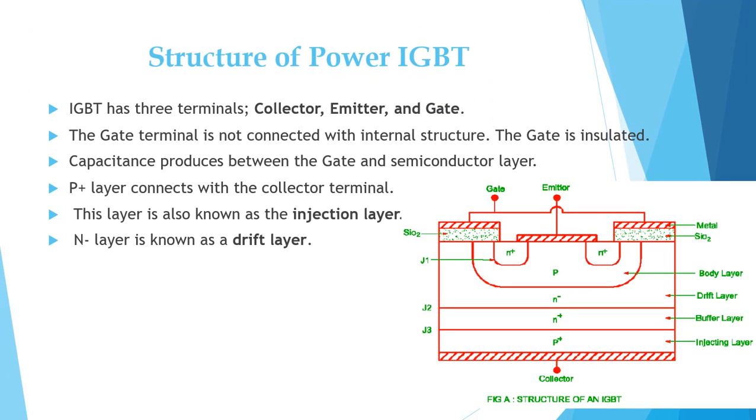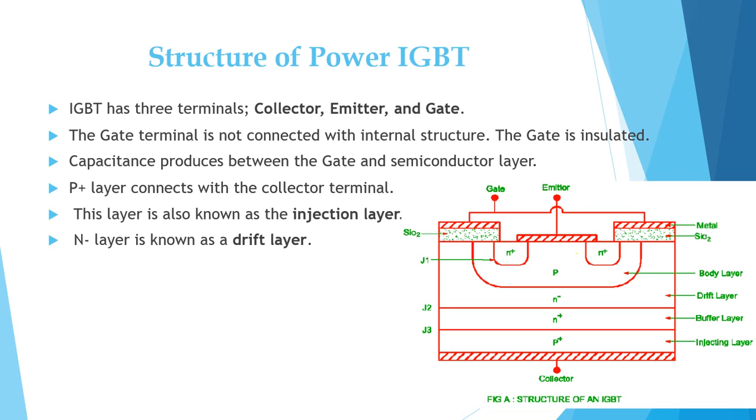The structure of power IGBT, as I said, has three terminals: collector, emitter, and gate. Here the collector is connected to the p-type region, and the emitter is connected to the N region. As you see, the structure of power IGBT is unlike our normal BJT.